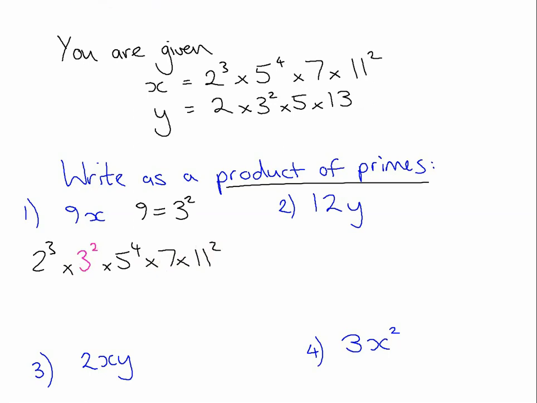12y is a little bit more confusing, because 12 is 2 times 2 times 3 as primes, or 2 squared times 3. So we have to multiply y by 2 squared times 3. Well, we already have a 2, but if we're multiplying it by another 2 and then another 2, we're going to have 2 cubed. We already have a 3 times 3, but we're timesing it by another 3, so we're going to have 3 cubed, but the 5 and the 13 aren't changing.